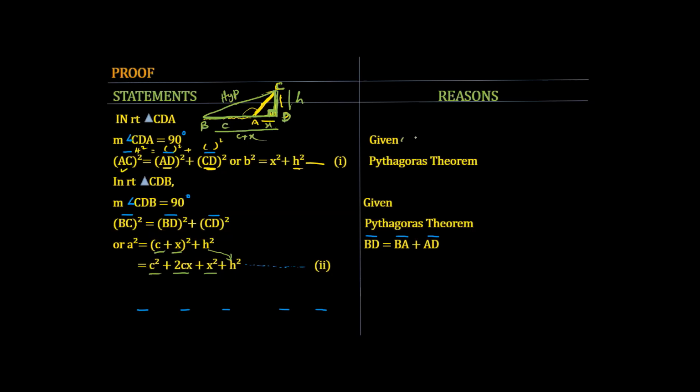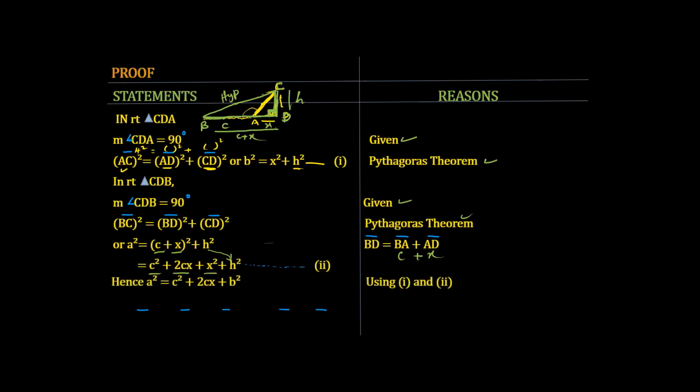The reason is very easy. This is given, Pythagoras, and BD is equal to C plus X, so we will write C plus X instead of BD. Okay. Now this is C plus X. Okay. Now these two equations you have, right? Equation number 1 and 2.